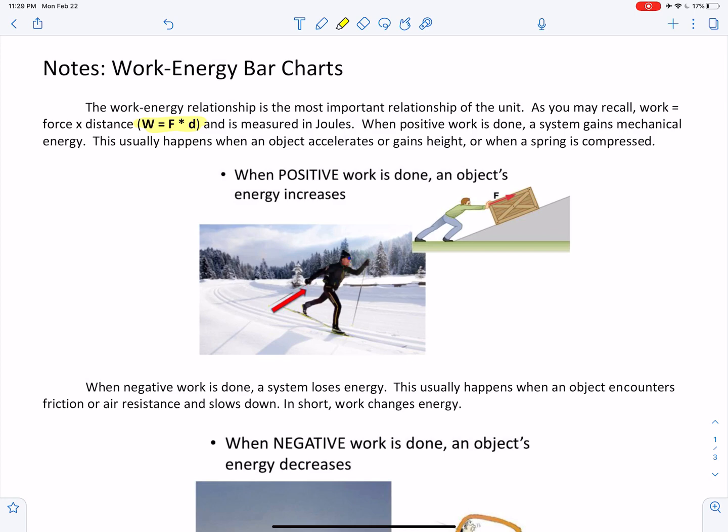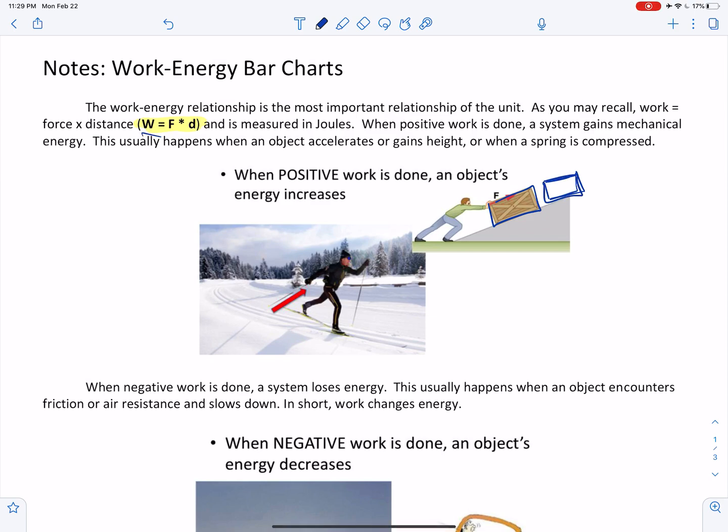Okay, work is force times distance. When positive work is done, a system gains mechanical energy. And this usually happens when an object accelerates or it gains height or when a spring is compressed. So I've got a couple examples here of when positive work is being done and an object's energy increases. So notice over here we've got someone who's pushing a box up a ramp. And as they push this box, they're eventually going to move it. So maybe it starts from here and it moves eventually up to here, okay?